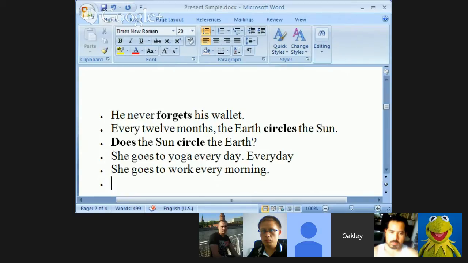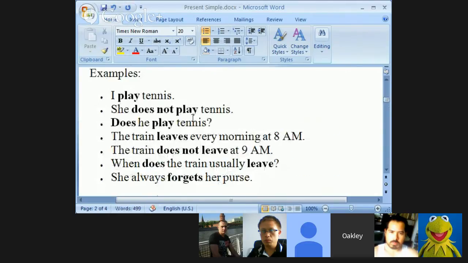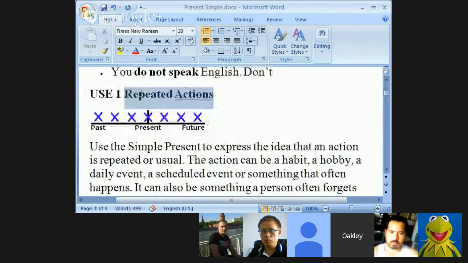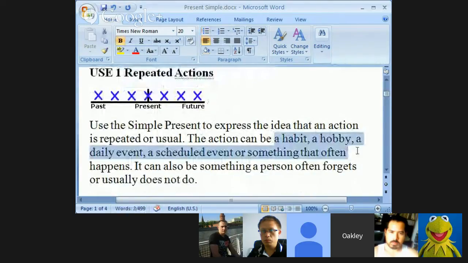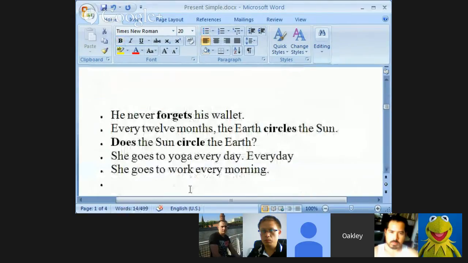Okay, just make a sentence if you want. You can be a little creative. You can try a question or a negative. But go ahead, make a sentence using present simple. The idea is we want to talk about a repeated action, a habit, a hobby, a daily event, scheduled something.